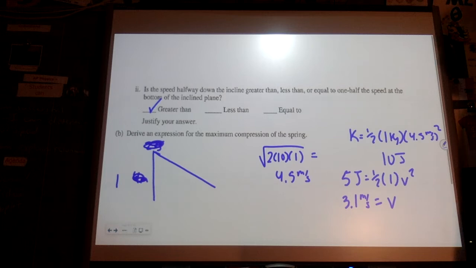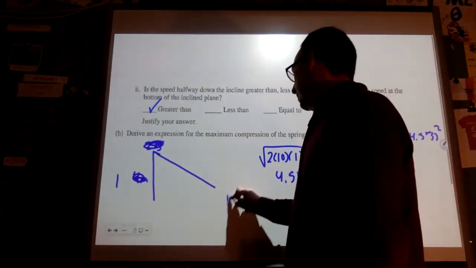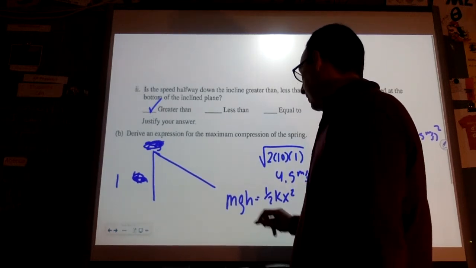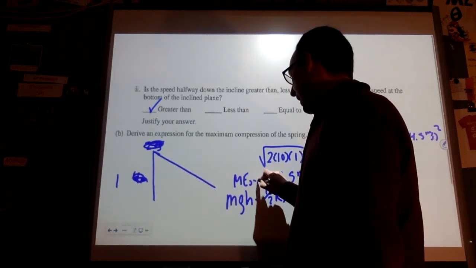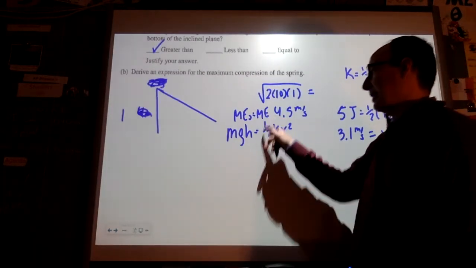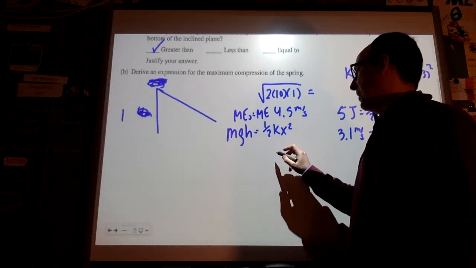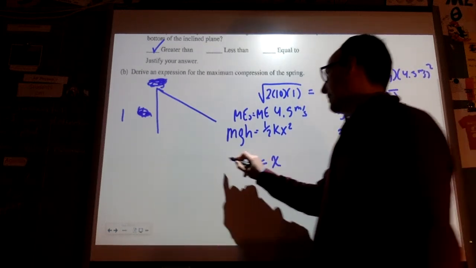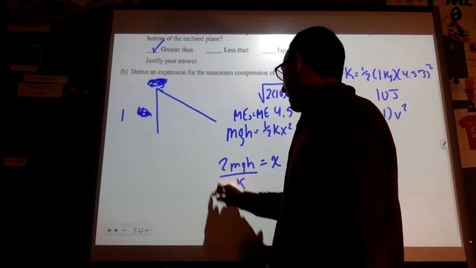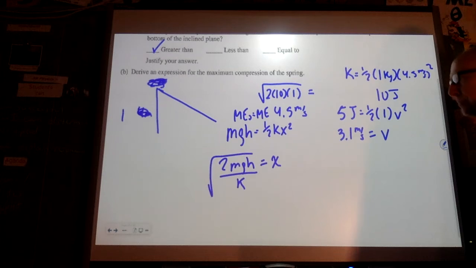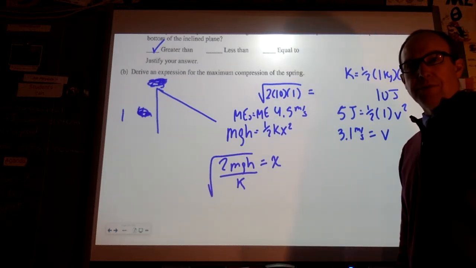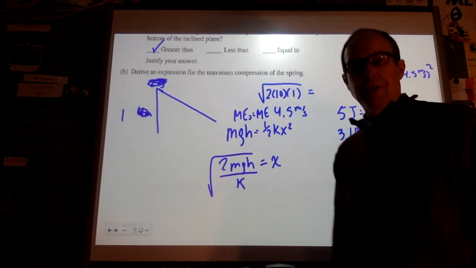Derive an expression for the maximum compression of the spring. So this would be mgh equals 1/2 kx squared. Again, we need to do the initial energy equals final energy. You get points sometimes for recognizing the situation you have. And so in this case, I would say that x is the square root of 2mgh over k. I don't think I'm allowed to express it in terms of velocity, so I couldn't use the kinetic energy equivalent for this.